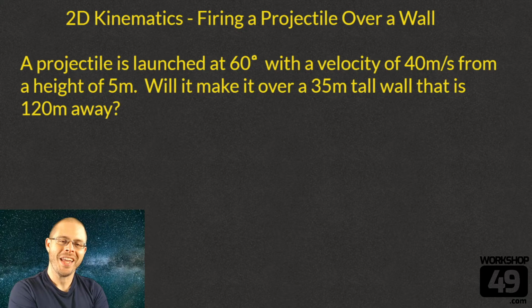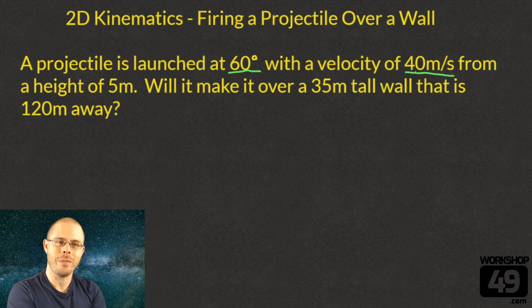Hey everyone! In this video, we are going to be doing a 2D kinematics problem where we are firing a projectile over a wall. Let's highlight the key information. We have a projectile launched at 60 degrees with a velocity of 40 meters per second from a height of 5 meters. We have all the information that we need. Will it make it over a 35-meter tall wall that is 120 meters away?